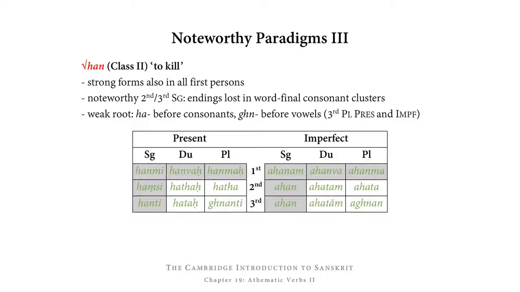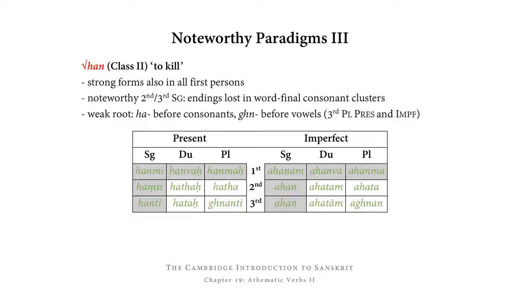The second peculiarity concerns two forms that we just heard, namely second and third singular imperfect, ahan. What we have here is once again the simplification of word final consonant clusters. We might expect the second singular to be ahanh and the third singular ahant. But those forms would end in more than one consonant, and whenever that happens, Sanskrit drops all except for the first consonant in that cluster. So both the visarga in the second singular and the t in the third singular drop, leaving us in both cases with the form ahan.